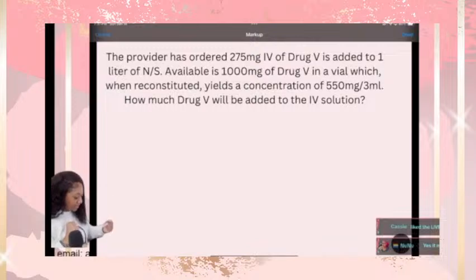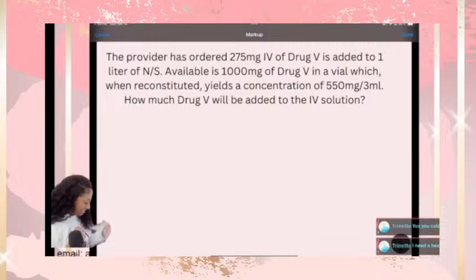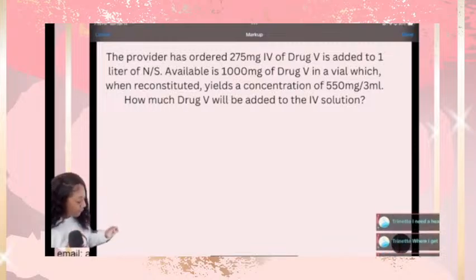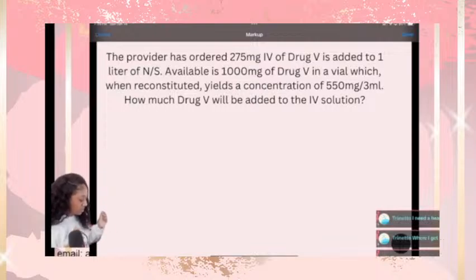So the provider has ordered 275 milligrams IV of drug V, and it's added to 1 liter of normal saline. Available is 1,000 milligrams of drug V in a vial, which when reconstituted yields a concentration of 550 milligrams per 3 mLs. How much drug V will be added to the IV solution?